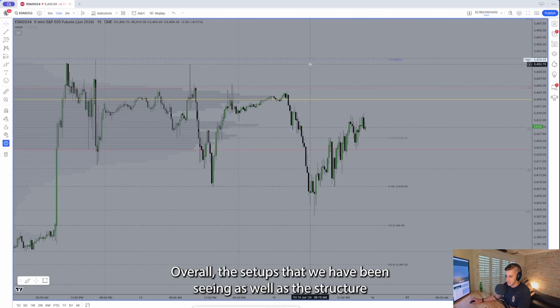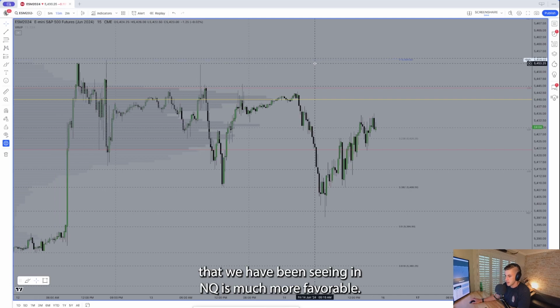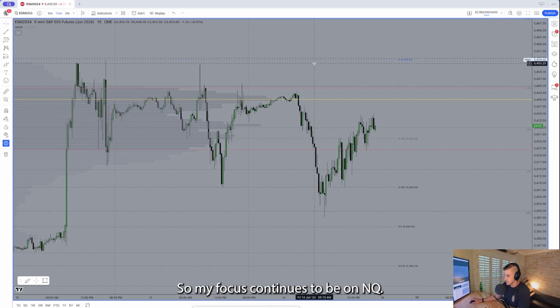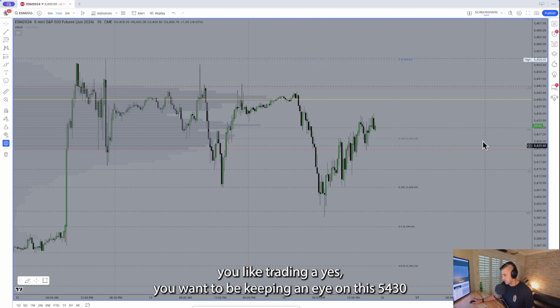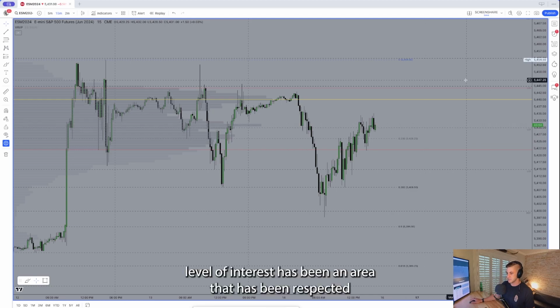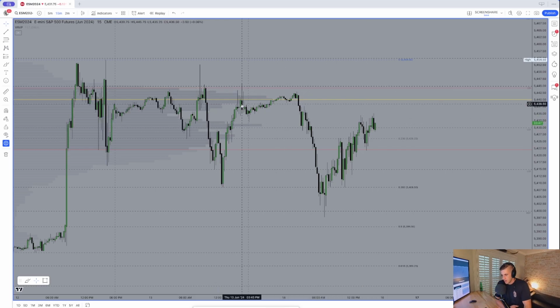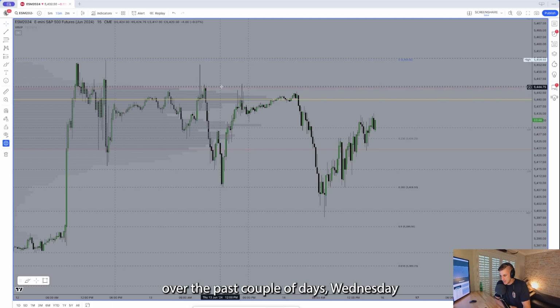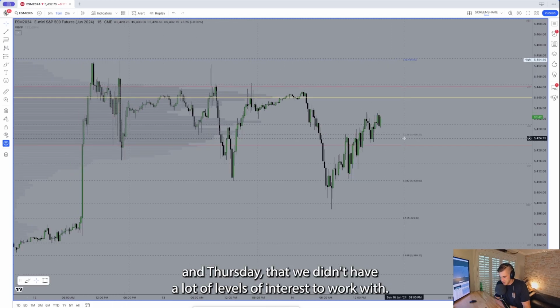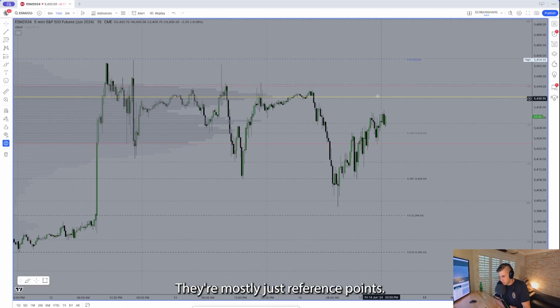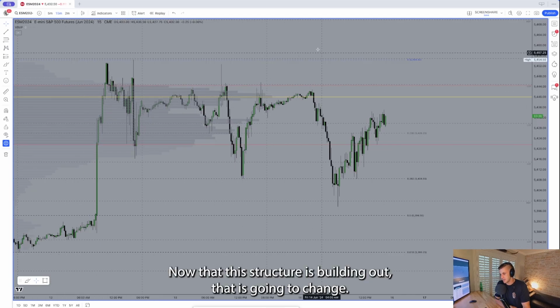So we're just going to kind of keep an eye on how this continues to build out. Overall, the setups that we have been seeing, as well as the structure that we have been seeing in NQ, is much more favorable. So my focus continues to be on NQ. If you are looking at ES, you like trading ES, you want to be keeping an eye on this 54.30 level of interest. Has been an area that has been respected over the past couple of sessions. Now, I have mentioned over the past couple of days, Wednesday and Thursday, that we didn't have a lot of levels of interest to work with. They were mostly just reference points. Now that this structure is building out, that has kind of changed.